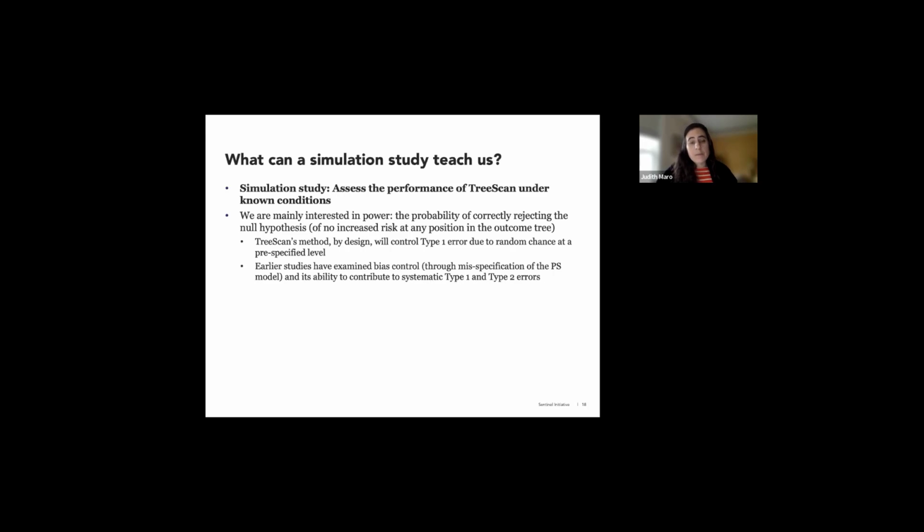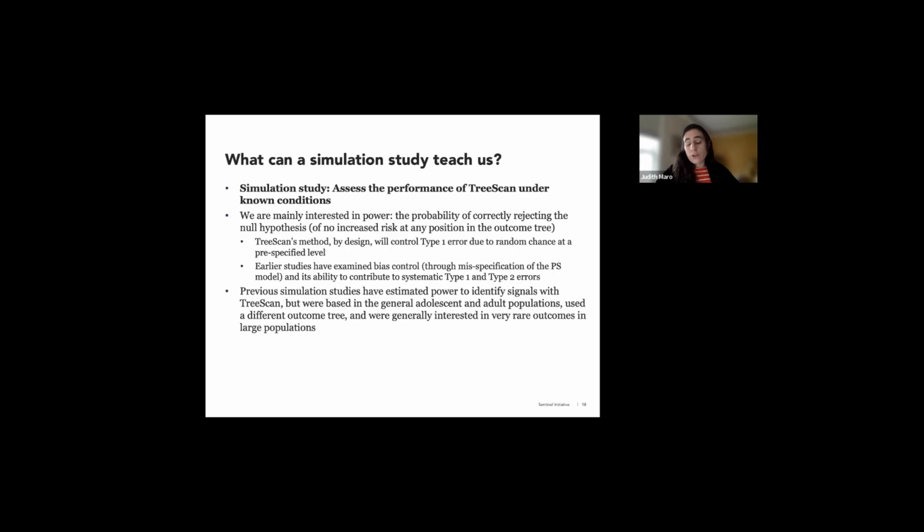I will get to that in a minute, but I should say that there has been other simulation work, which I showed in some of those papers earlier, that my colleagues have done with respect to misspecification of the propensity score model and its ability to impact errors. And so we didn't want to repeat some of that work. We wanted to go in a different direction.